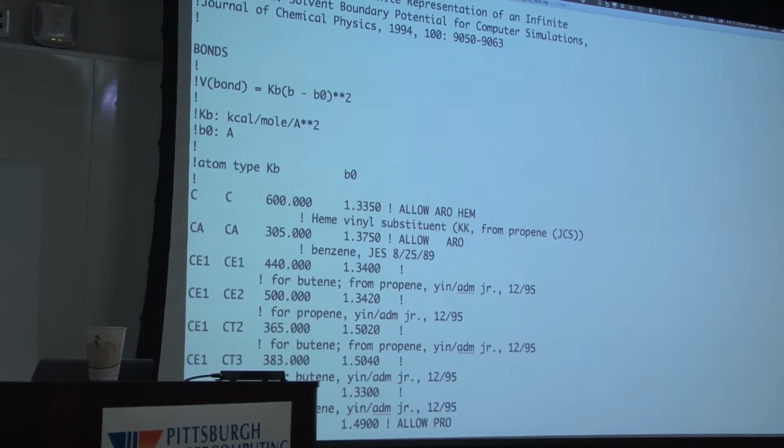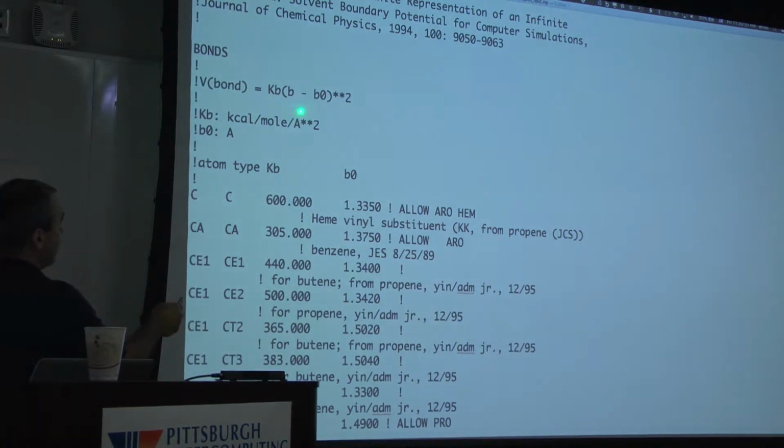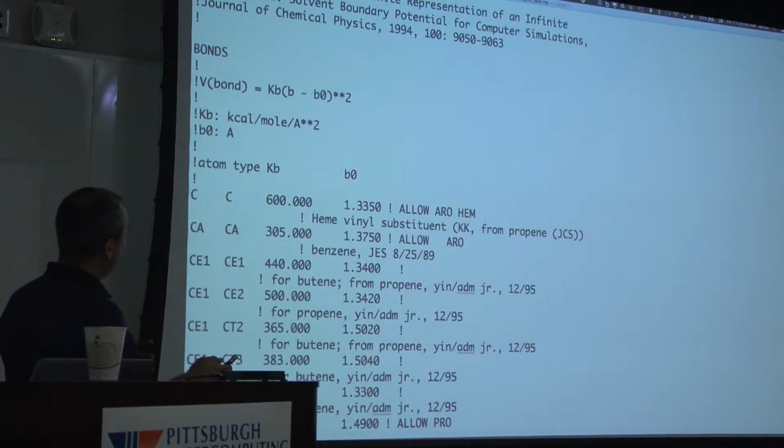So we start with the section called bonds. It reminds you of the shape of the potential energy function. For the potential of bonds, you need a force constant KB and B0, the equilibrium value. This is a unit. In NAMD, units are always angstrom and kcal per mole. In GROMACS it is kilojoule per mole and nanometer, so be careful about this.